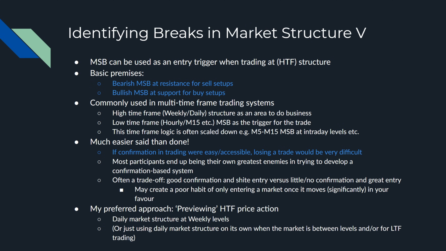So this is the daily level, and I'll get the hourly lower highs and lower lows. That'll be my entry to short. Or this is daily support. I'll wait for 4 hour lower highs, 4 hour higher highs and higher lows, and that'll be my trigger to buy. It's important to note that this time frame logic is often scaled down. So you'll see 5-minute, 15-minute entries at even intraday levels, and it's more the hierarchy of timeframes that's relevant, that you derive clues about higher timeframe structure from the price action, specifically market structure on lower timeframes.